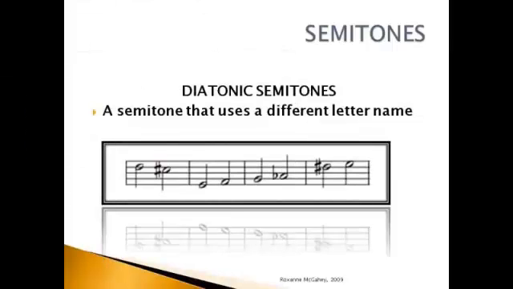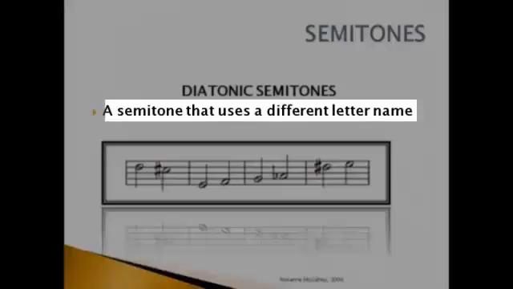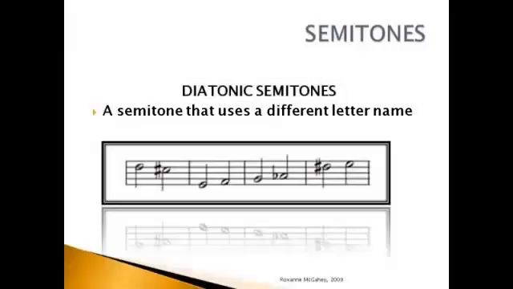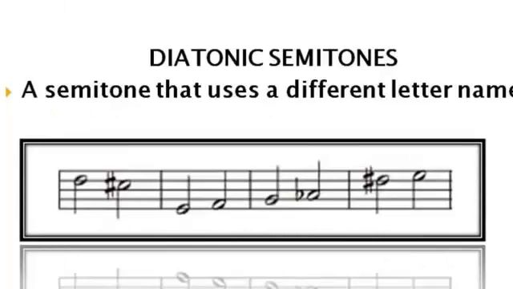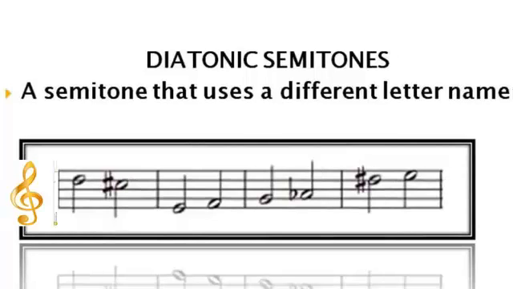The other type of semitone is a diatonic semitone. A diatonic semitone uses a different letter name. On the slide, you see that we are changing where the note is. So that makes these diatonic semitones. Again, let's assume we're in the treble clef. We would have D to C sharp. That would be a diatonic semitone because it has a different letter name.